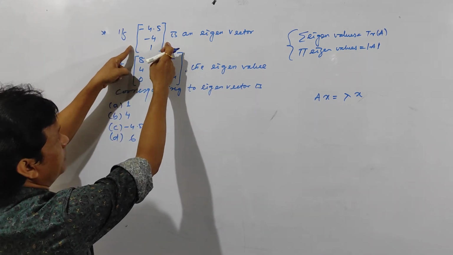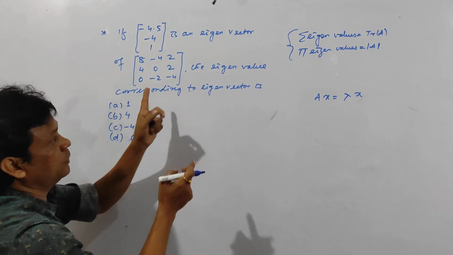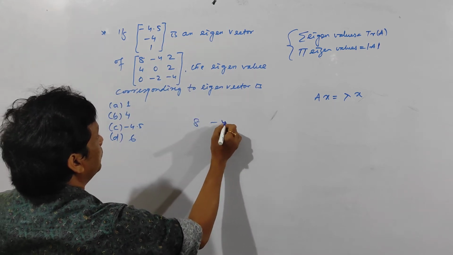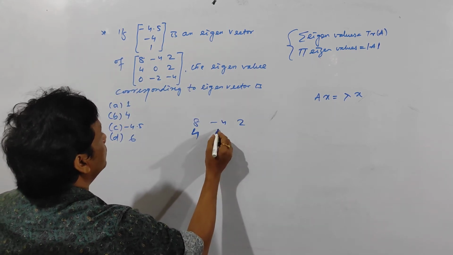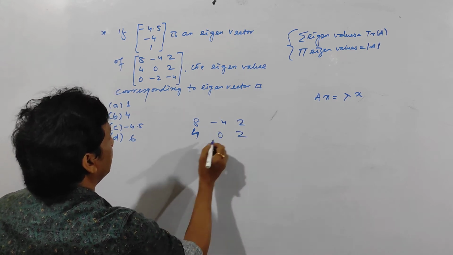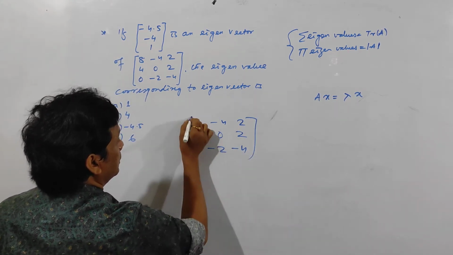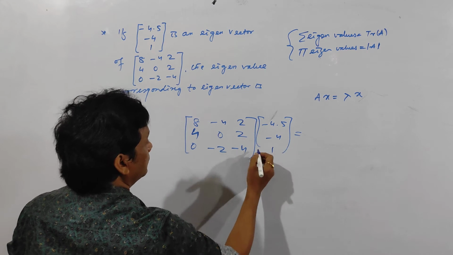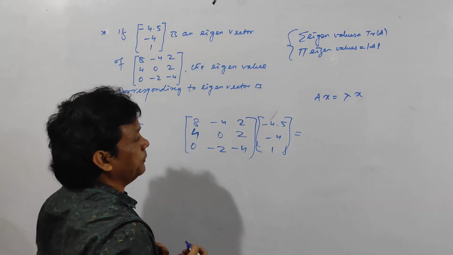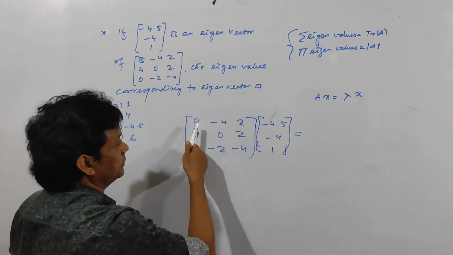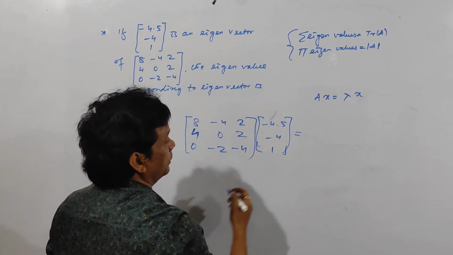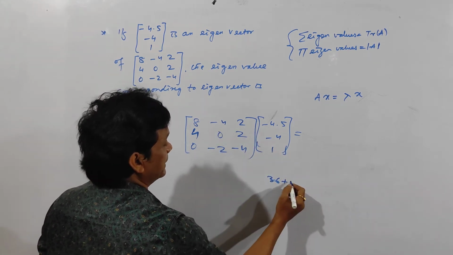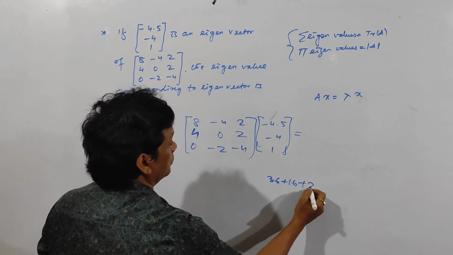Here the eigenvector is given and the matrix is given, and you have to find out the corresponding eigenvalue. That means simply multiply this with this, Ax. That means 8 minus 4, 2. Within 30 seconds you can solve. Minus 2 minus 4 into minus 4.5 minus 4, 1. Simply multiply 8 into minus 4.5. It will be 32 and 4, 36. So this is plus 14, 4 plus 16, then this is plus 2.